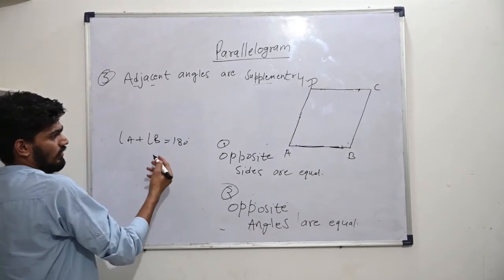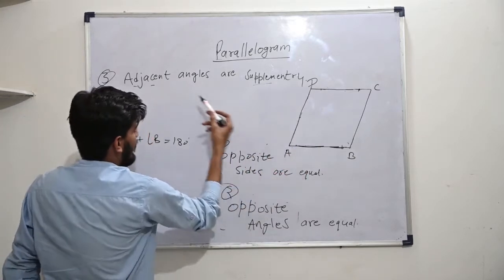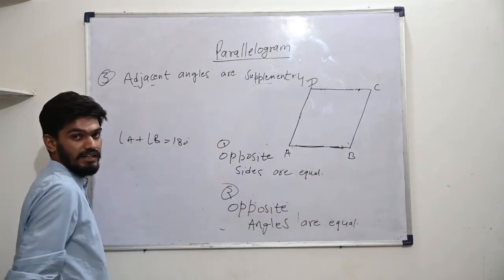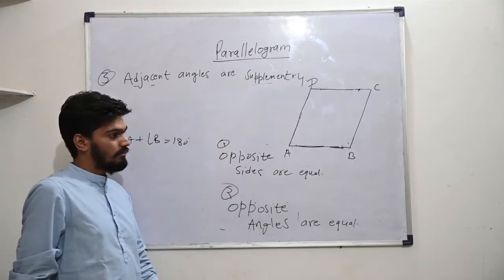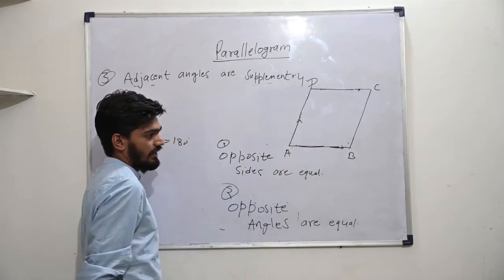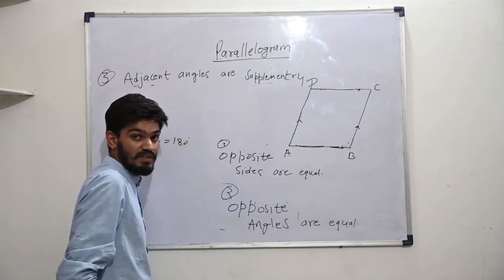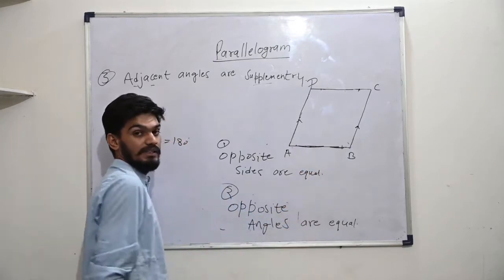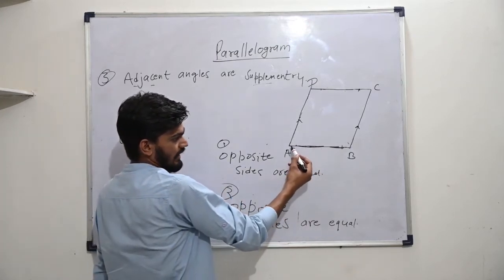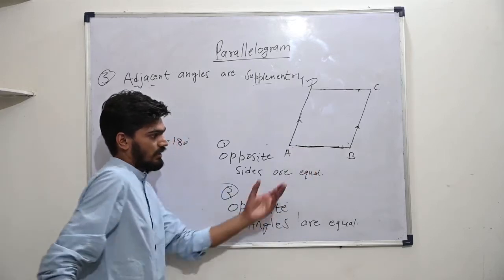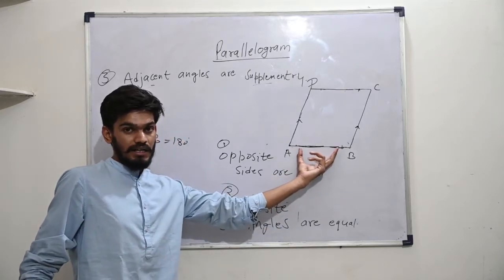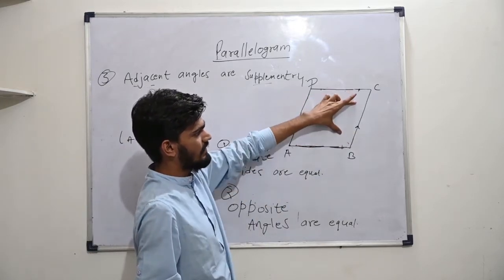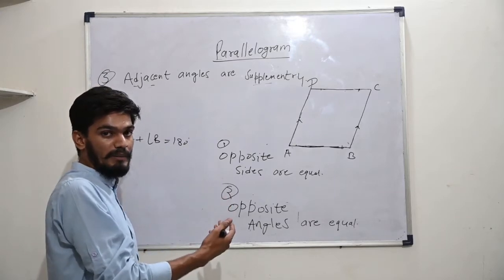Okay. Now according to this property, adjacent angles are supplementary. So A plus B will be equal to 180 degrees. Why does this happen? Because line AD and line BC are parallel to each other, and if you notice, line AB is a transversal, and in this transversal these interior angles will be supplementary. The same way here, the same way here, and the same way here. So we have four pairs of supplementary angles here.